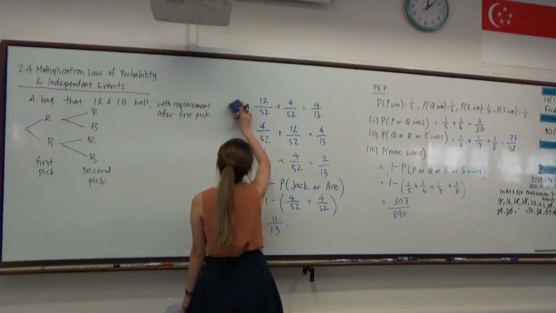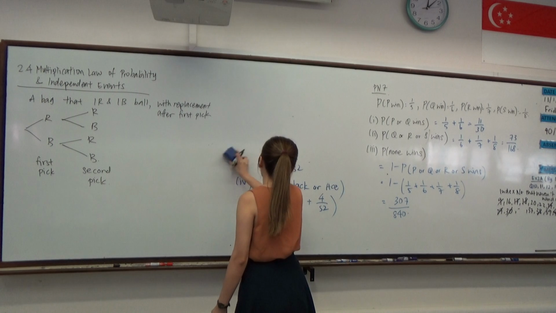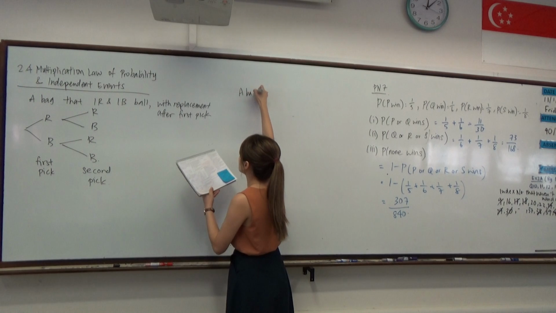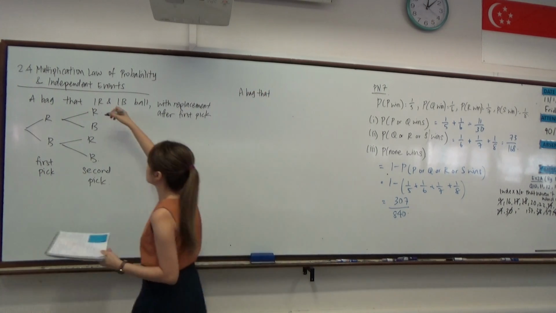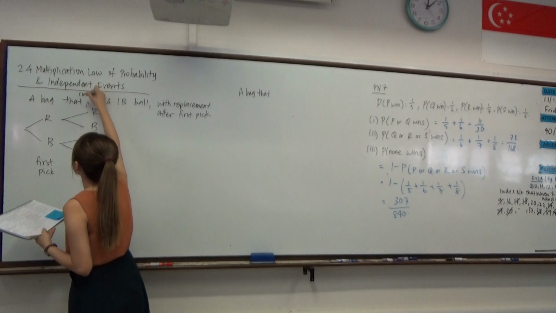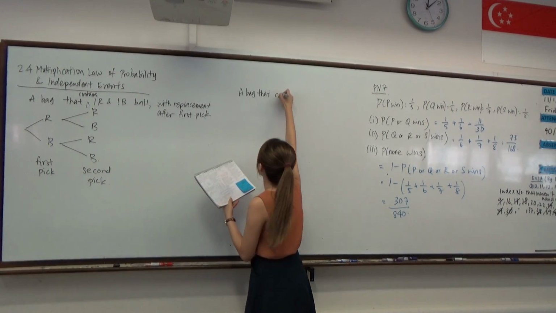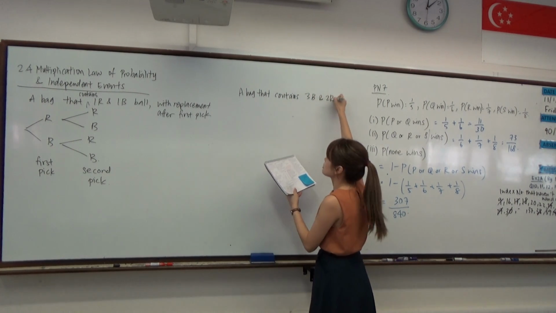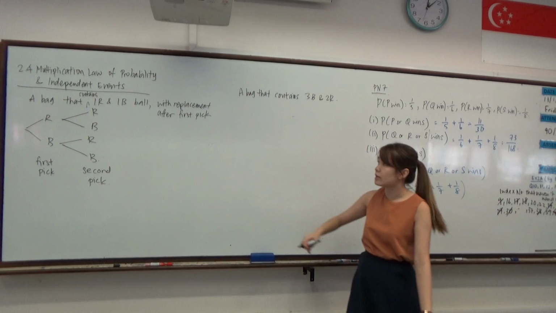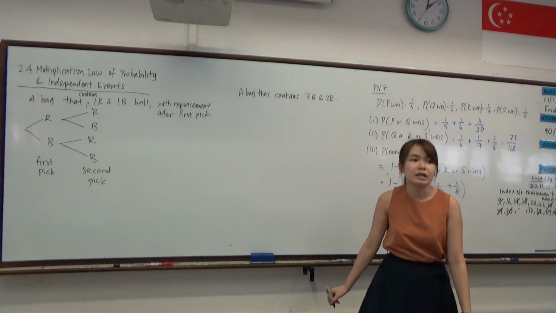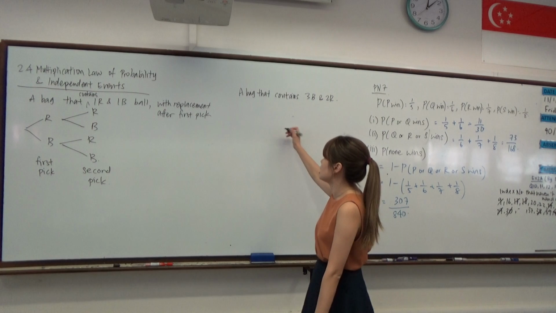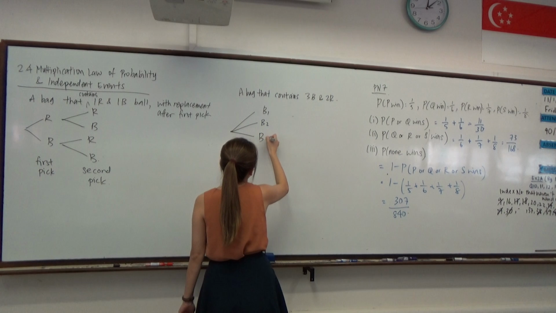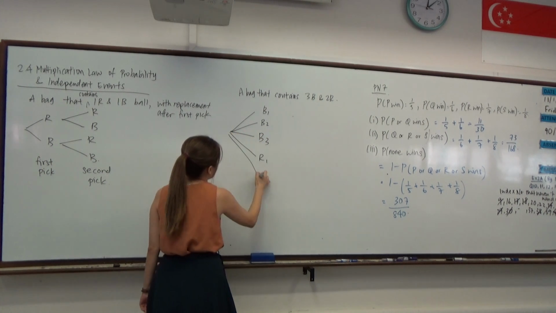But what if I were to have instead a bag that contains 3 blue and 2 red balls, and likewise I do with replacement and after first pick. Then I want to count the probability. If there are 3 blue balls, then I might need to consider blue 1, blue 2, blue 3, and then R1 and R2.